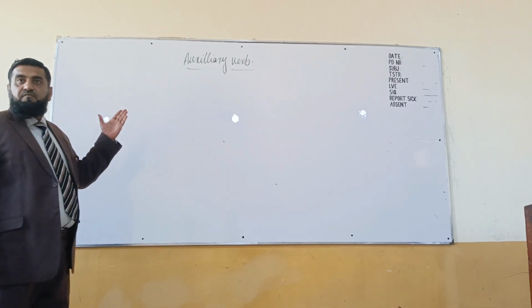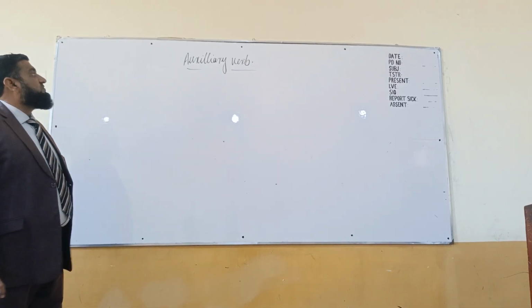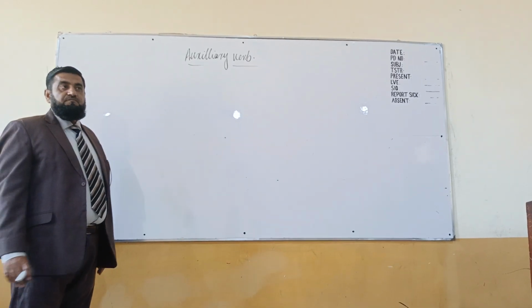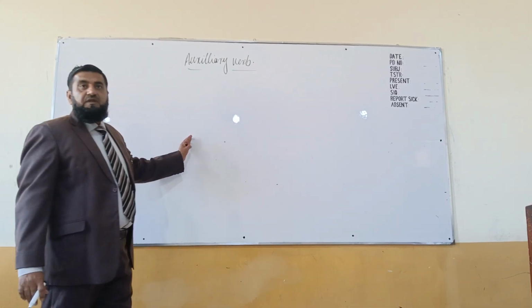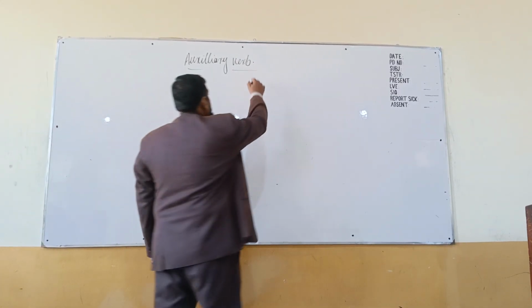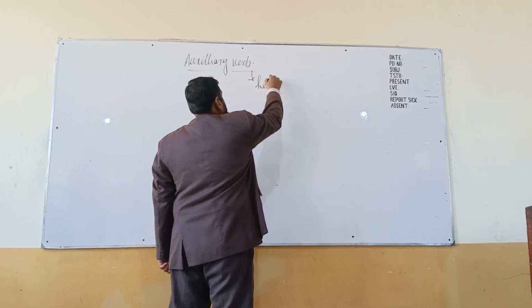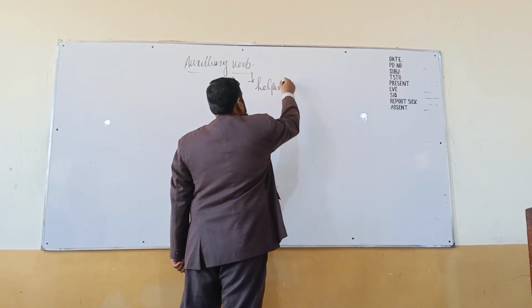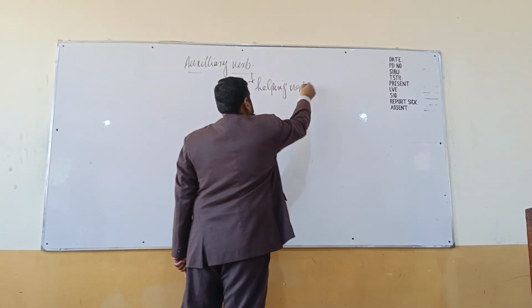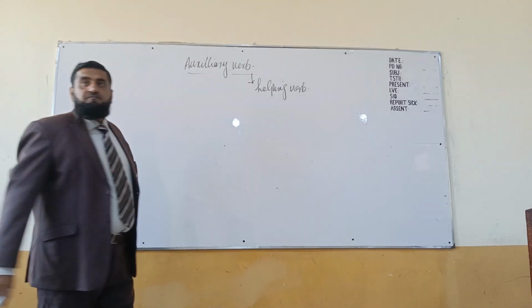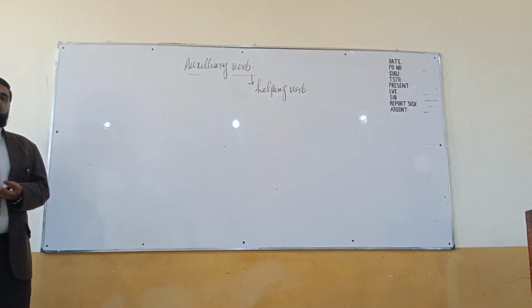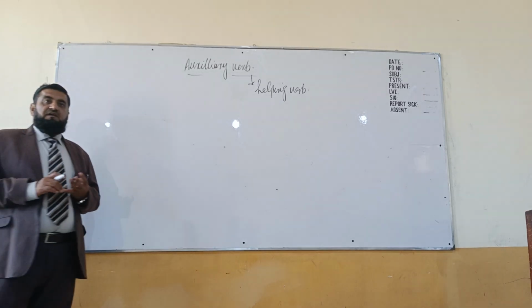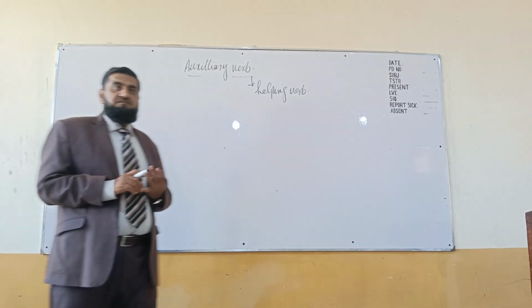Auxiliary verb. First of all, let me tell what an auxiliary verb is. In common English, that is grammatical terminology; it is called a helping verb. What is a helping verb? It is a verb which helps the main verb in detecting the sense and tense.